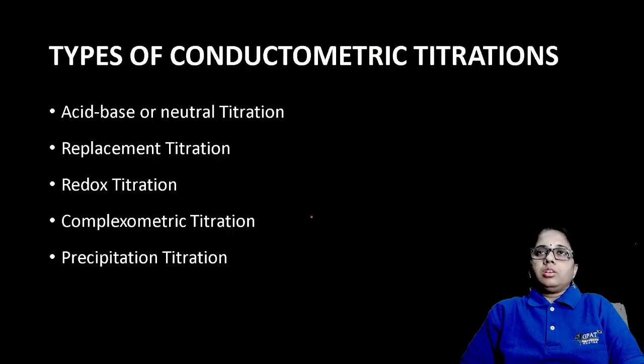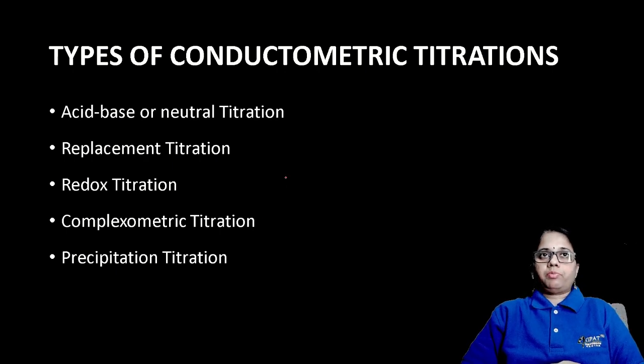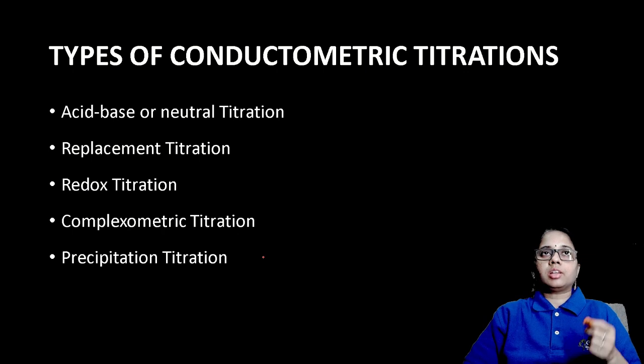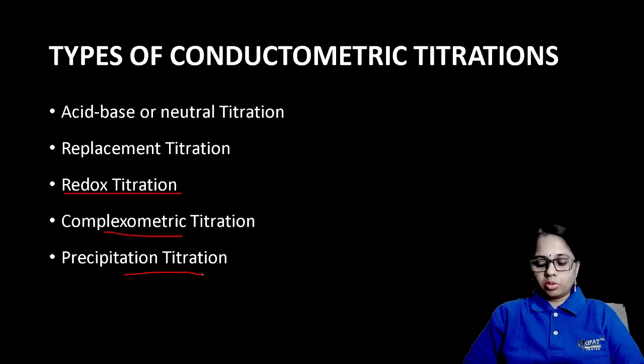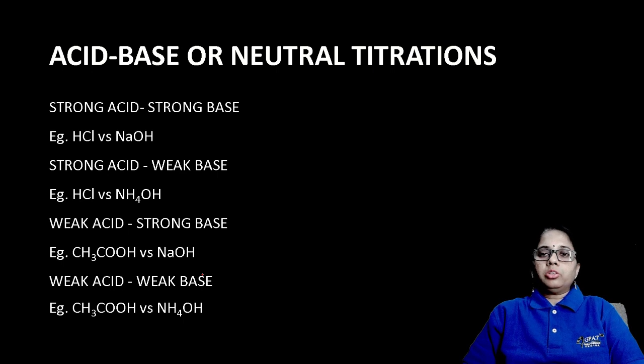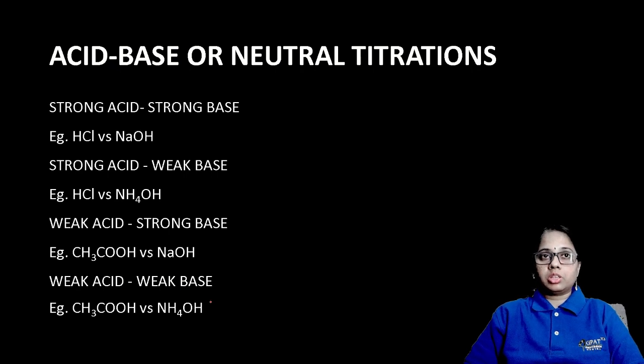Okay. Now let us see what are the types of conductometric titrations. Similarly, as in titrimetric analysis, how we perform different types of titrations, in conductometry also we can perform acid-base titrations, replacement titrations, redox titrations, complexometry, as well as precipitation titrations. Coming to the acid-base or neutralization titrations: strong acid with strong base, strong acid with weak base, weak acid with strong base, as well as weak acid with weak base. All these types of titrations we can perform by using conductometry.